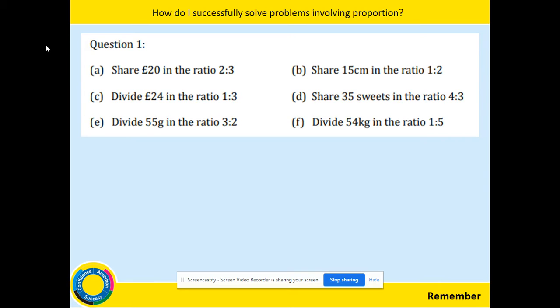Your remember task is on the screen. It is sharing in a given ratio, okay? So it's just recapping something that we've covered already so far. So please pause the video, have a go at sharing the amounts you've been given in the given ratios, and then play when you're ready to go through the solutions.